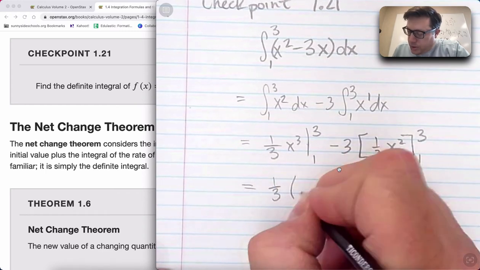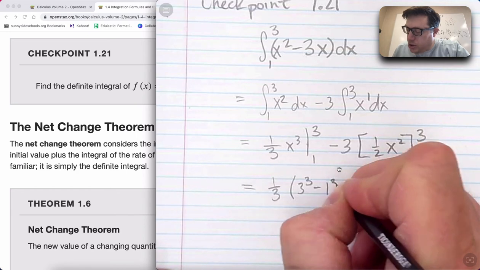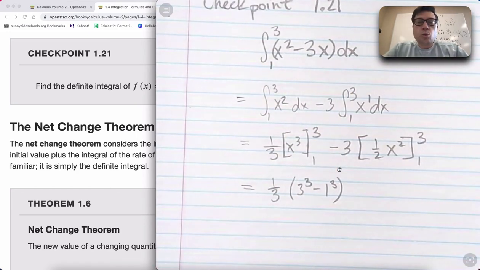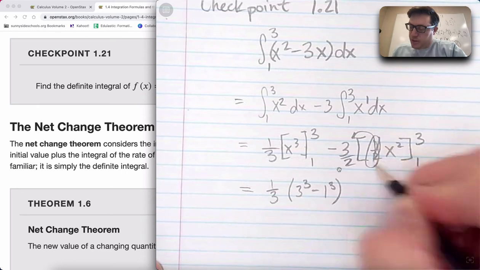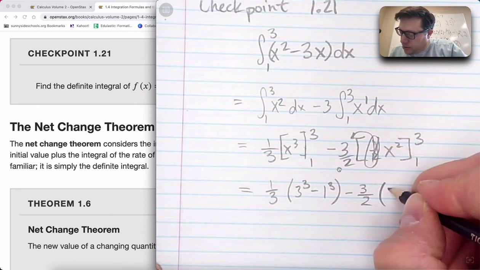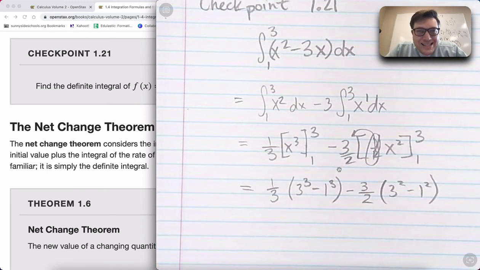1/3 times 3 to the third minus 1 to the third. Notice that this right here, oh, there we go, we resolved the blendiness. The 1/3 is technically out in front of everything. This 1/2 can be moved out to the front. So this is minus 3/2 of 3 squared minus 1 squared. And so only the x is what we really need to evaluate, but any constant coefficient can be pulled to the front, like a factoring process also.